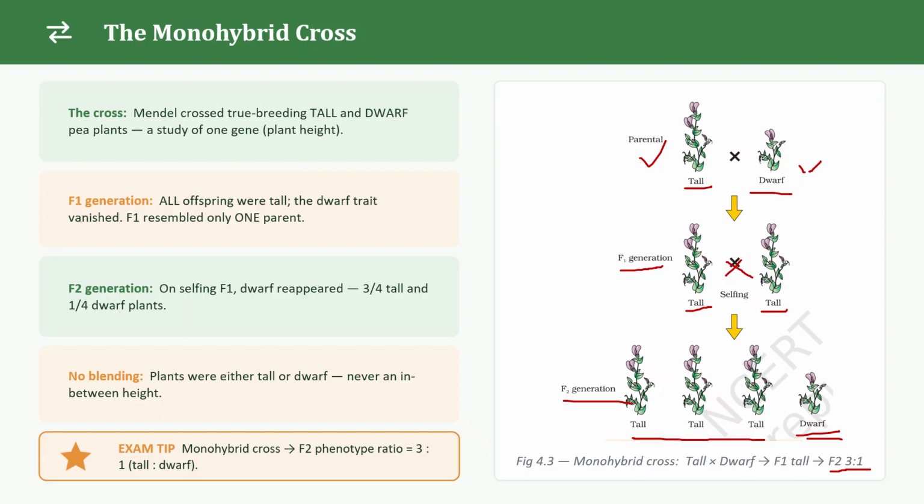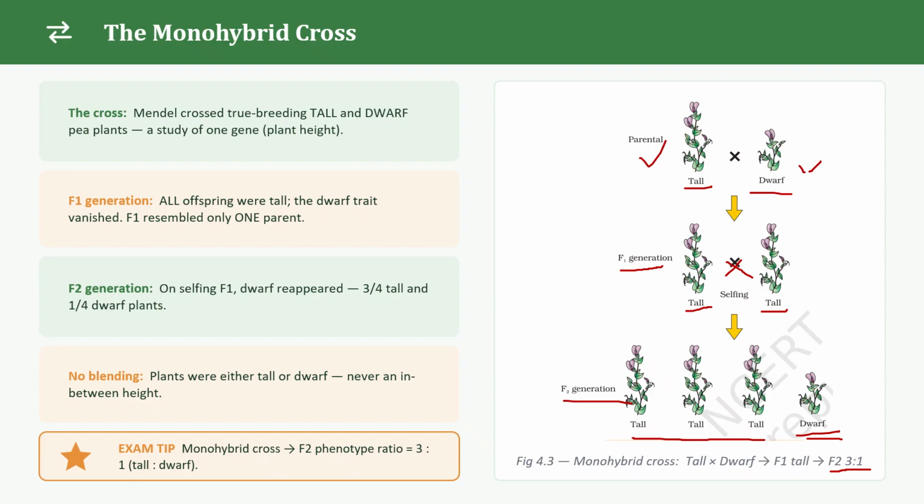So what is the important thing you should see here? An important observation was that the offspring were either tall or dwarf. But there were no plants of intermediate height, right? So it was tall or dwarf. So no intermediate height was there. So it proves that characters do not blend during inheritance.